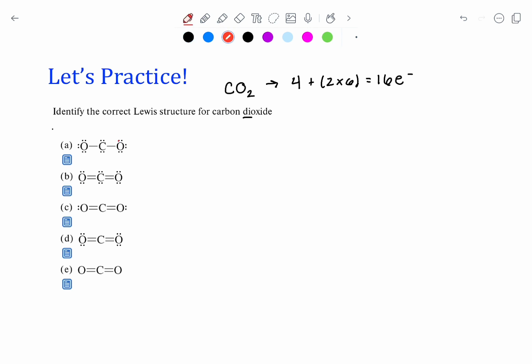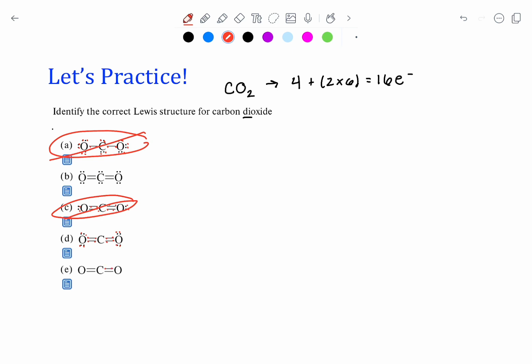Let's see, this one has 1, 2, 3, 4, 5, 6, 7, 8, 9, 10, 11, 12, 13, 14, 15, 16, 17, 18, 19, 20. This one has too many electrons. This one has 1, 2, 3, 4, 5, 6, 7, 8, 9, 10, 11, 12, 13, 14, 15, 16. That one's valid. Let's see, we have 1, 2, 3, 4, 5, 6, 7, 8, 9, 10, 11, 12. That one does not have enough electrons.